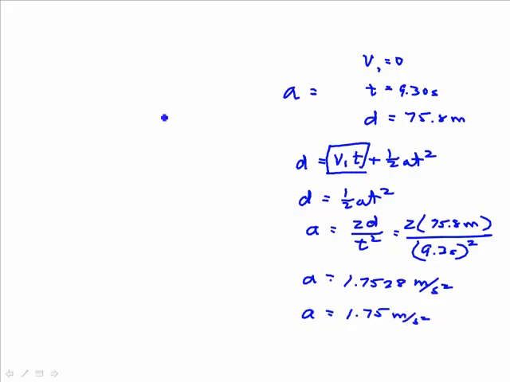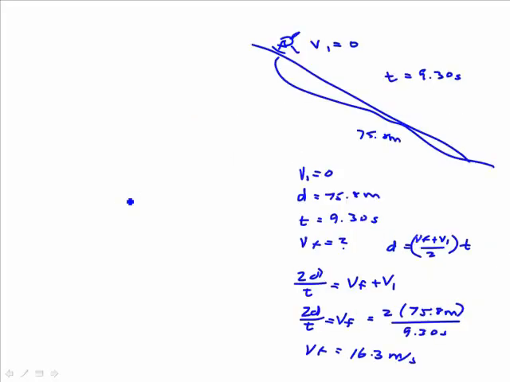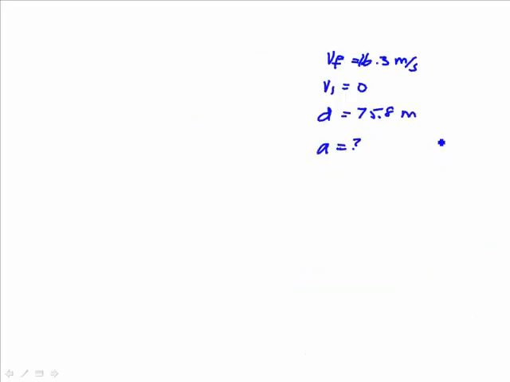That's the acceleration. Now, an alternate method would be to use the final velocity that we calculated in the previous part of the solution. Since in the first part we said that VF was equal to 16.3 meters per second, since VI is equal to 0, now we could use D is equal to 75.8 meters and solve for A using the equation that doesn't have time in it. Oops, sorry. We could calculate A using the equation VF squared equals VI squared plus 2AD, and A is equal to VF squared minus VI squared over 2D.